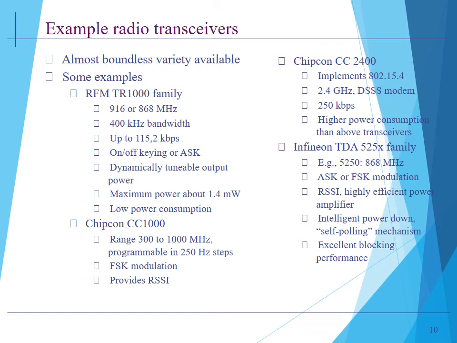If we see here, the RFM TR1000 family has a frequency of 916 or 868 MHz, whereas the Chipcon CC2400 has 2.4 GHz. See the comparison: here we have megahertz and there we have gigahertz, and the modulation also differs. For RFM we have ASK and here we have DSSS, that is direct sequence spread spectrum modulation. So when the frequency varies, obviously the bandwidth and the modulation vary.